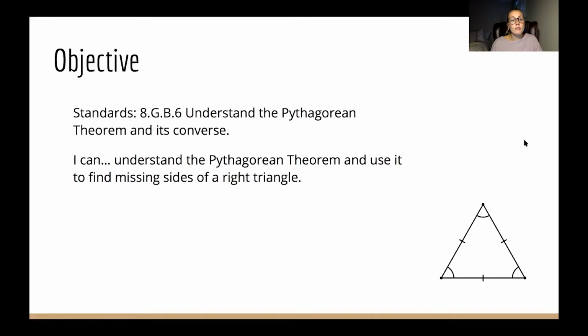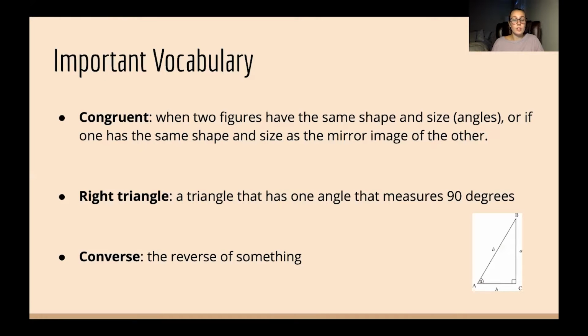Okay, so the objective for today is I can understand the Pythagorean theorem and use it to find missing sides of a right triangle. So we're going to be talking all about the Pythagorean theorem and looking at some different examples and finding missing angles. So some important vocabulary before we get started with the lesson.